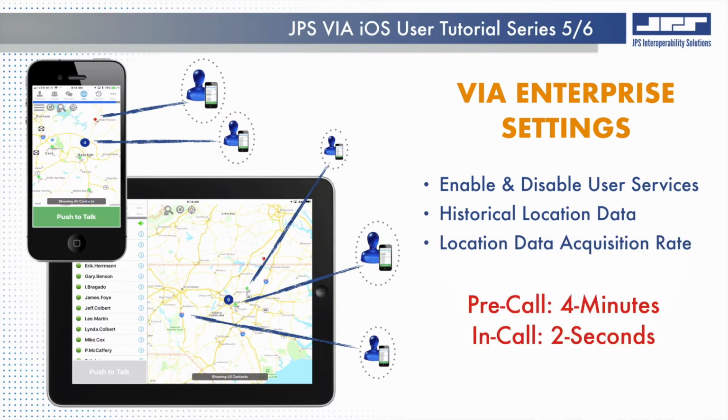Pre-call location data is gathered every 4 minutes, and when engaged in a PTT call, location acquisition rate increases to 2 seconds. These rates can be adjusted by the VIA administrator from within the web portal. Even in surveillance mode, which we'll talk about in a later episode, locational data can be gathered at a high rate during both pre-call as well as in-call states.